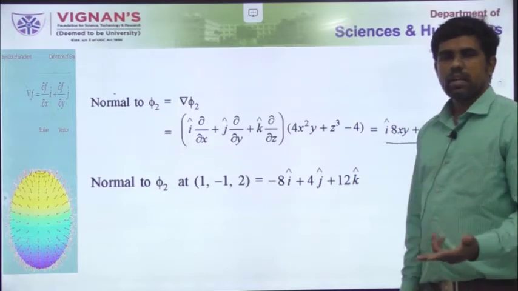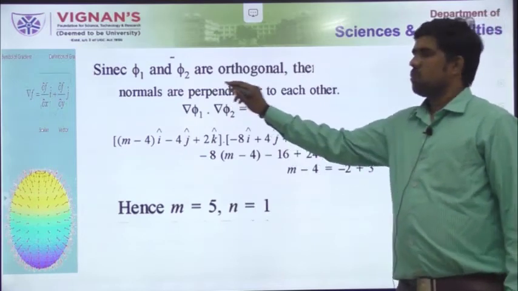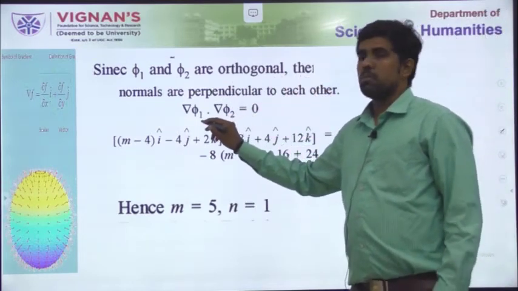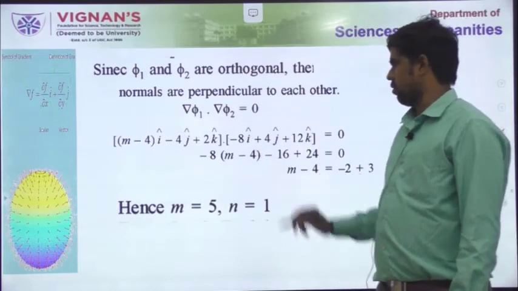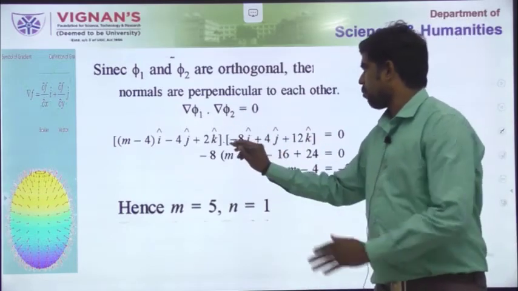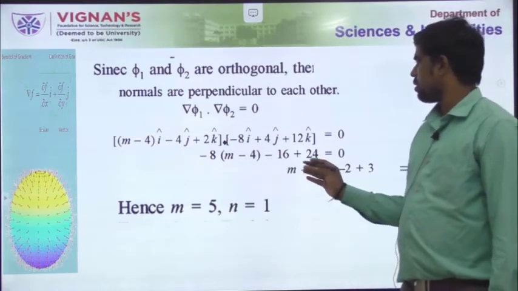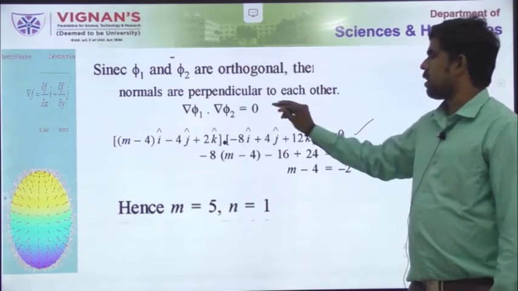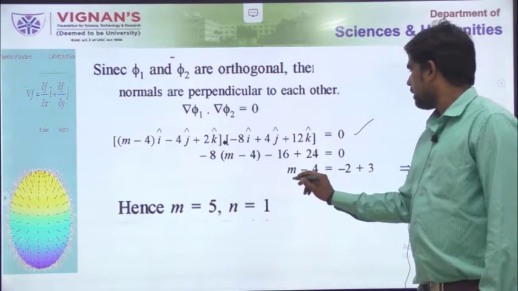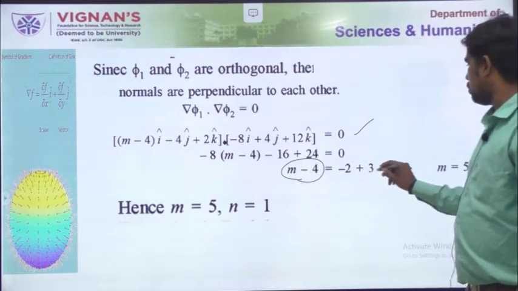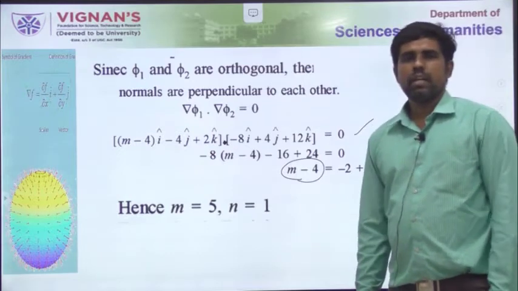So now what condition can I use? Already I explained, two surfaces are orthogonal means normals are perpendicular, means del phi 1 dot del phi 2 is equal to 0. So dot product, don't forget dot product, you multiply coefficient wise and equate to 0, since we are having result equal to 0. So I will get m minus 4 is equal to minus 2 plus 3. So I can find m is equal to 5. Okay, m is equal to 5.